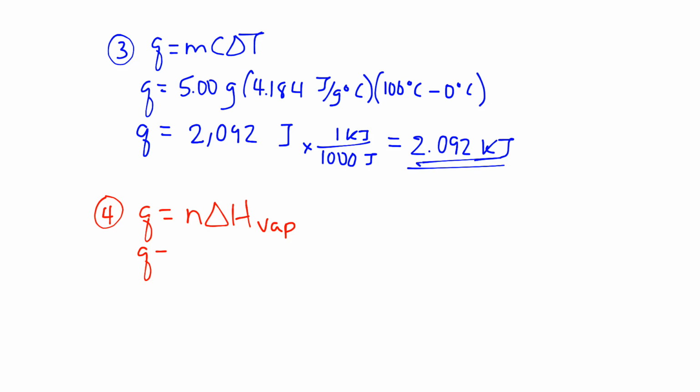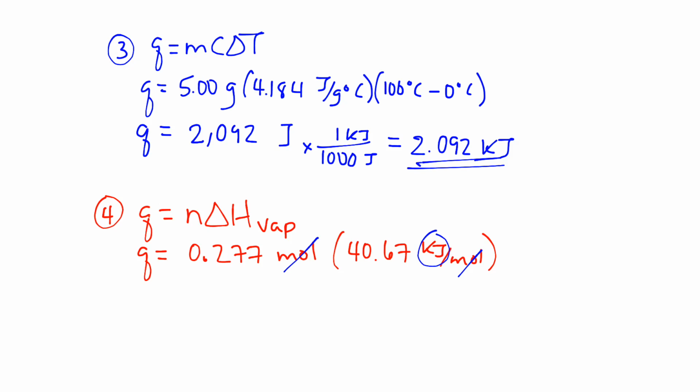So if I plug in here, the mole value will be the same as it was from step 2. Delta H of vaporization, if you look in the chart, is 40.67 kilojoules per mole. Once again, we see the moles canceling, leaving us with kilojoules. So for this 4th step, this would take about 11.28 kilojoules to boil or evaporate that whole sample. Okay, so we're almost there. This is as long as we could potentially make it.